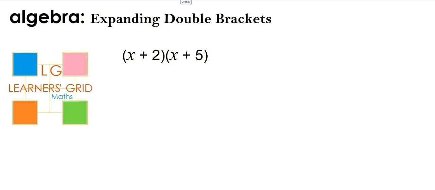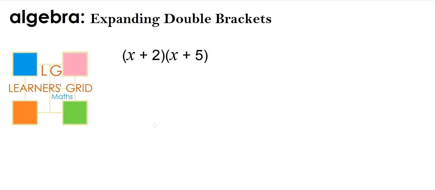We're going to be expanding these double brackets, and we have two brackets here. So we have this one here, and we have this one over here. And between them, there is, if you like, an invisible multiplication operation between the two brackets. So how do we solve these? Well, we're going to go about that now.